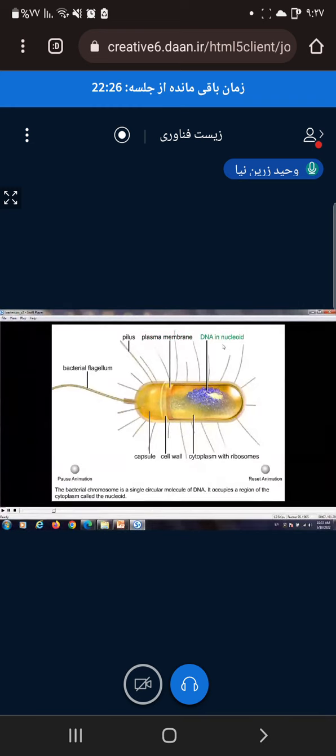The bacterial chromosome is a single circular molecule of DNA. It occupies a region of the cytoplasm called the nucleoid.